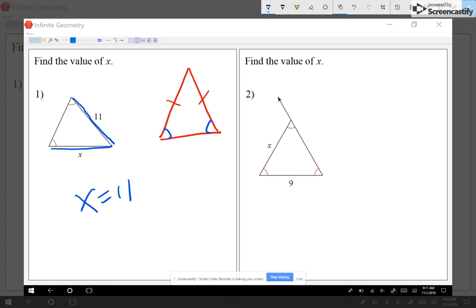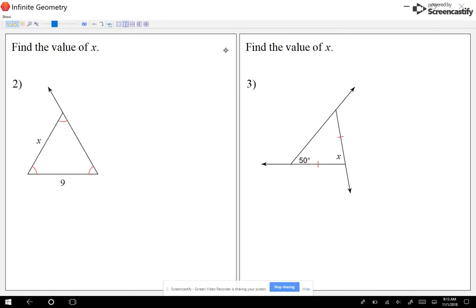Now looking at number 2, all the angles are equal. So that tells me that all the sides are equal. So this side and this side are going to be equal to each other. So I'm just going to say x is equal to 9. Remember, if all the angles are equal, all the sides are equal. Same thing if I had the sides. If all the sides are equal, then I'm going to have to say that all the angles are equal. These two don't have that much work to do.